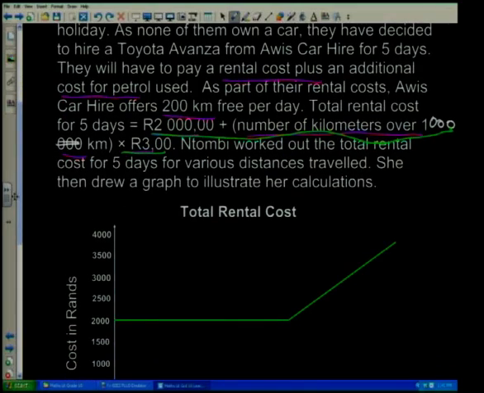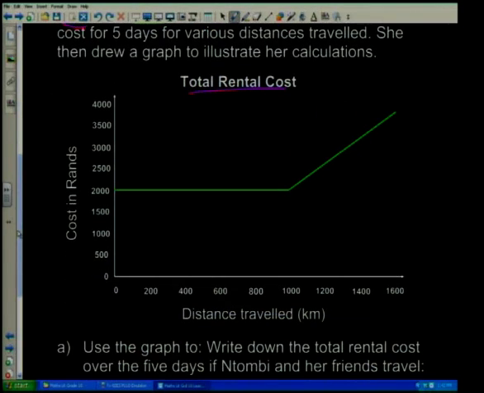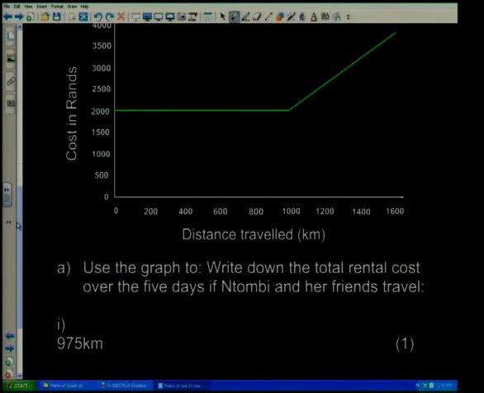So let's look at her graph. First of all, we're looking at the total rental cost. We should have actually included here the distance traveled. What are our axes? We've got our cost in Rand, and we go from 500 to 4,000 in even increments, and the distance traveled in kilometers, and she goes from 0 to 1,600 kilometers. Now the question says, use the graph to write down the total rental cost over the 5 days if Ntombi and her friends travel 975 kilometers.